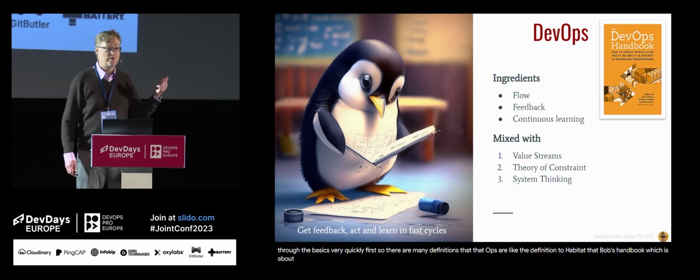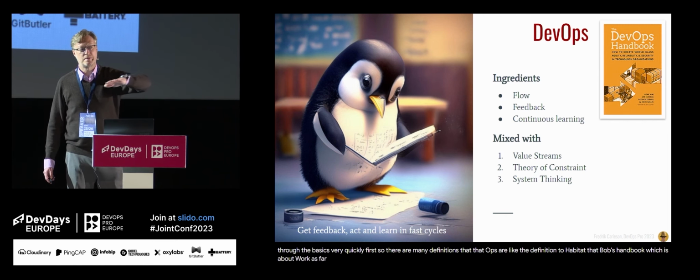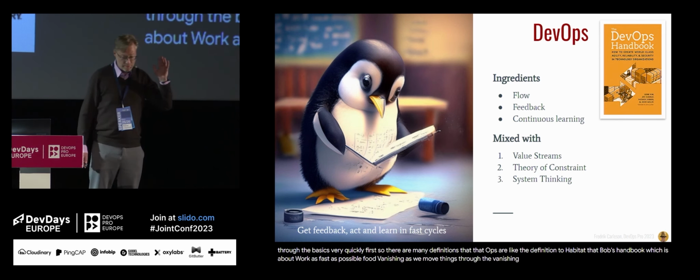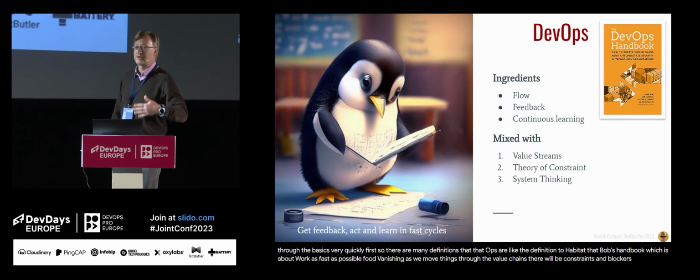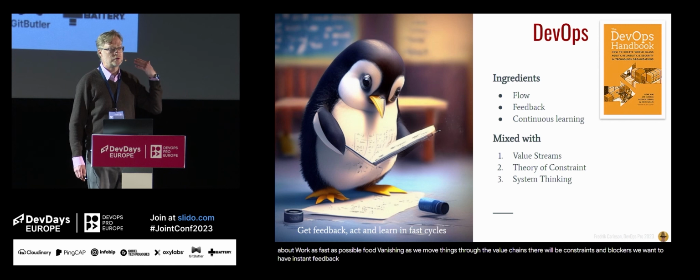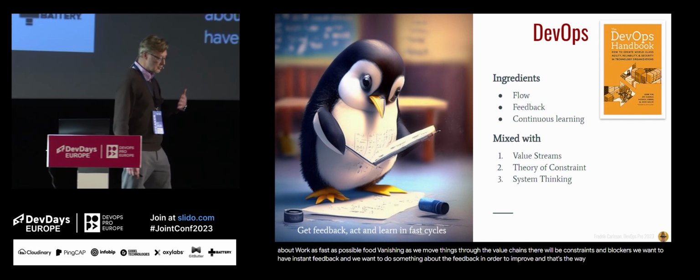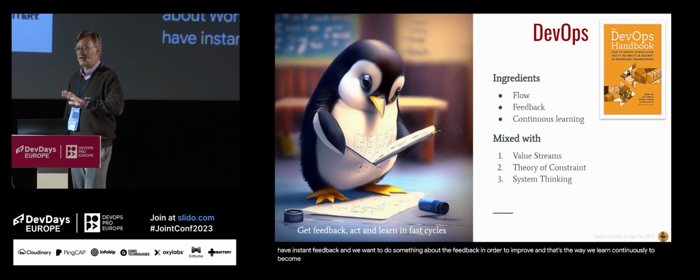You need to have flow in order to move work as fast as possible through the value chain. As we move things through the value chain, there will be constraints and blockers. So we want to have instant feedback, and we want to do something about the feedback in order to improve. That's the way we learn continuously to become better and have better flow.